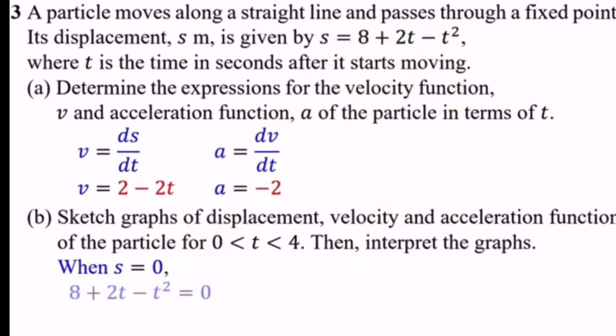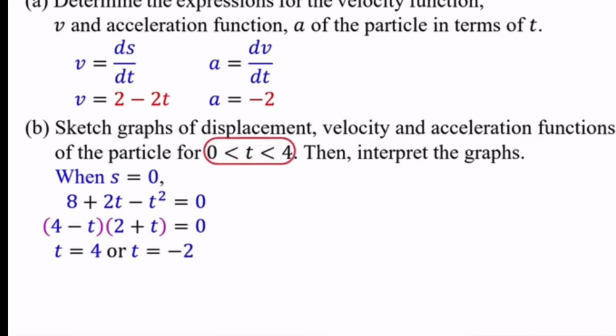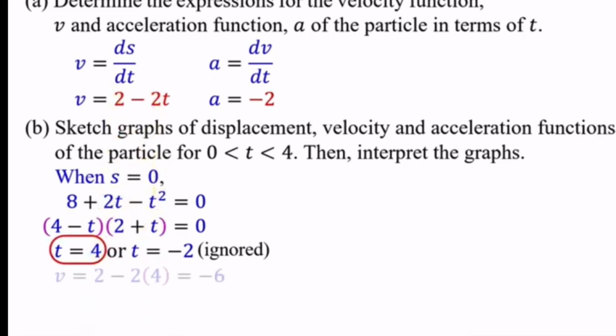Alright, so we are going to sketch the graphs of displacement, velocity and acceleration function of the particle for the time from 0 to 4, and then we have to interpret the graphs. This is very challenging. So first of all, we will let s equal to 0. The s is the displacement, and we will solve the time, which is actually factorized. The time is 4. The time which is -2 we'll ignore.